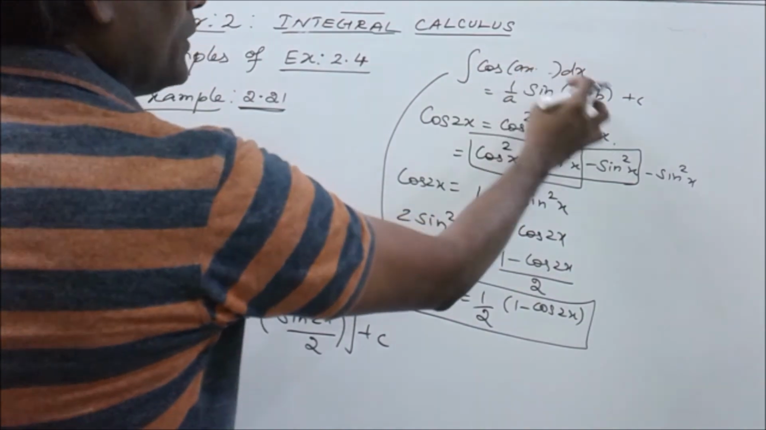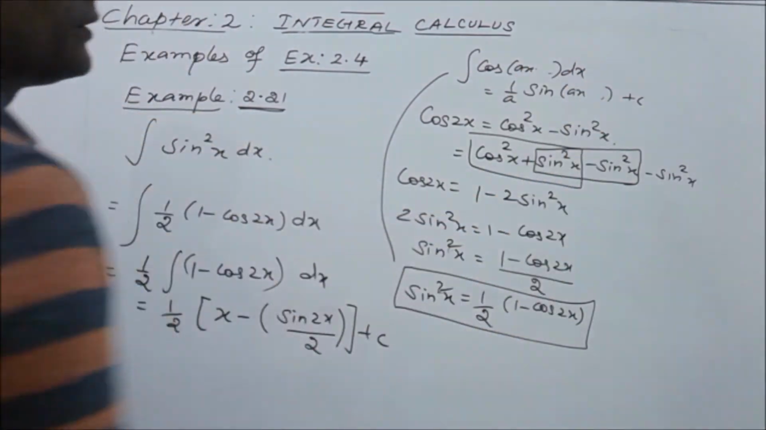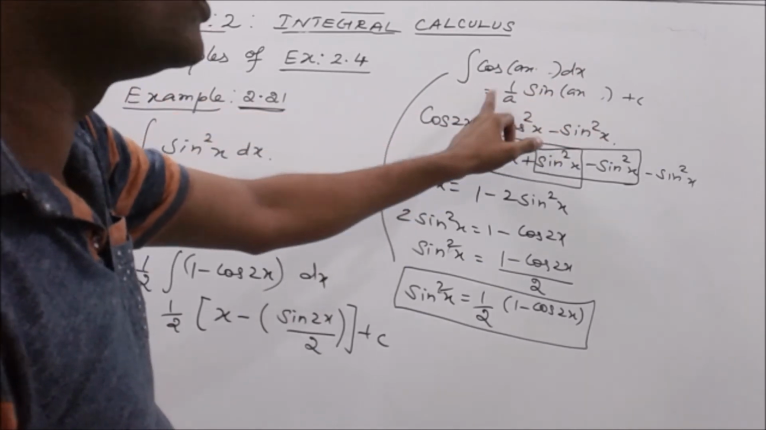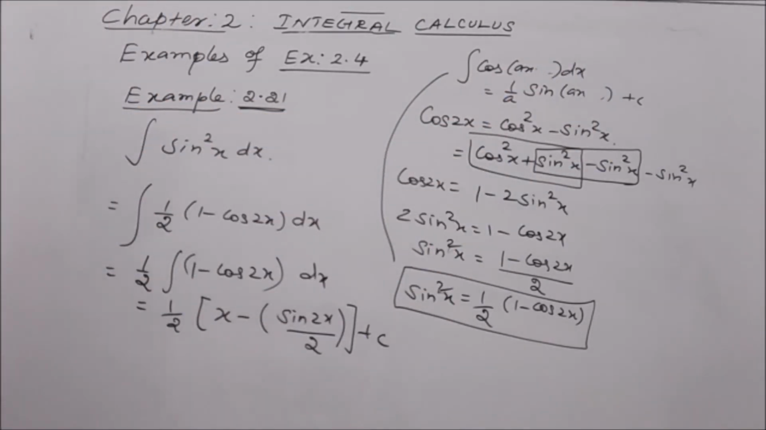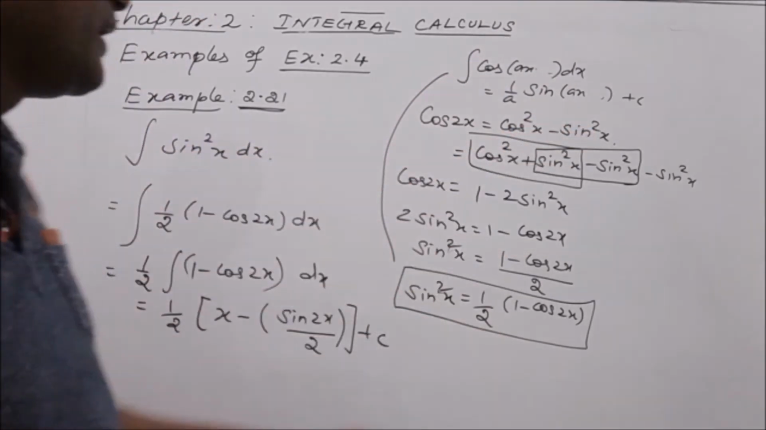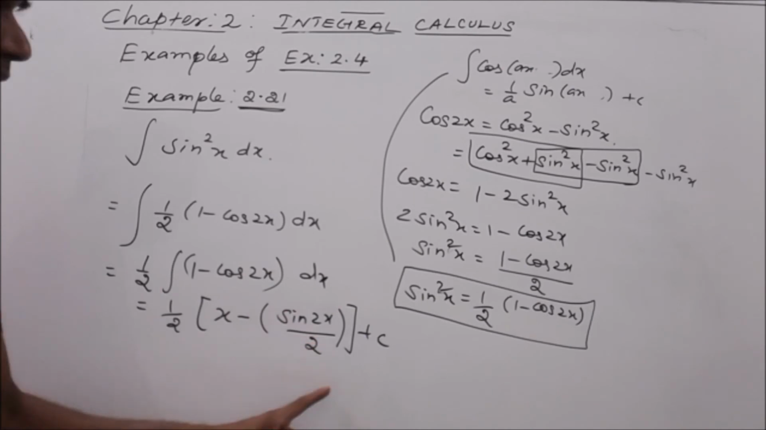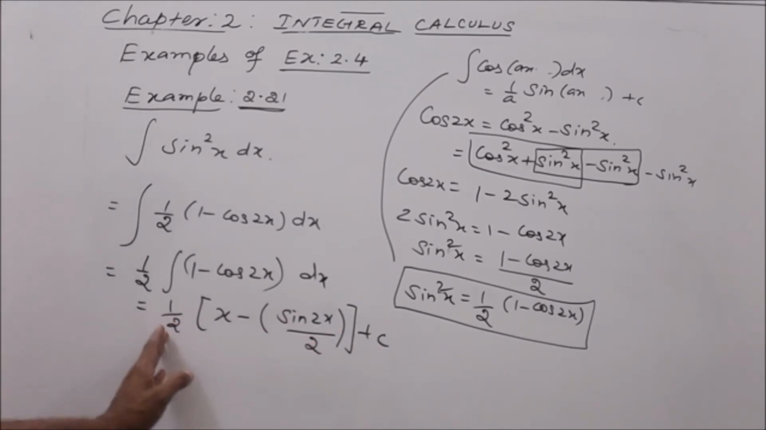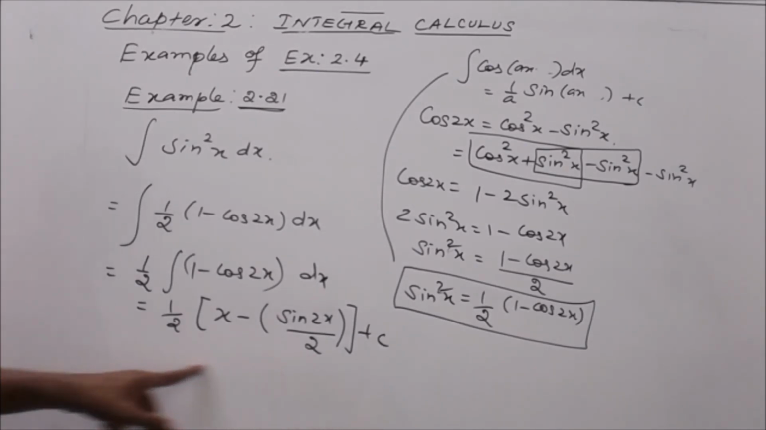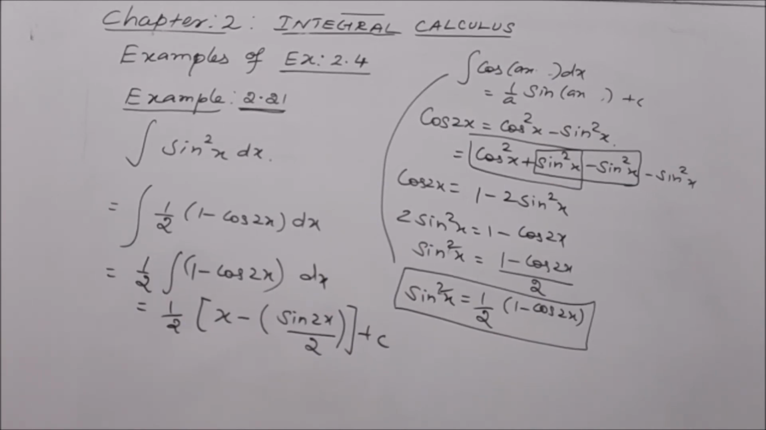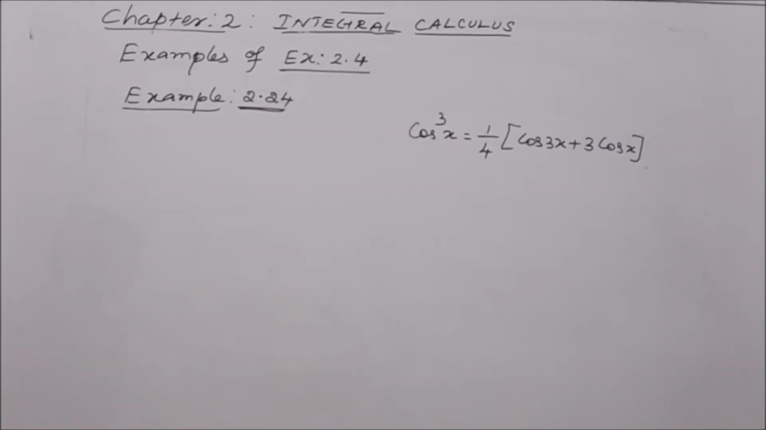Here there is no b term. Now substituting, the integral of cos ax dx is equal to 1 by a sin ax plus c, that is sin ax by a. I have written here cos 2x dx as sin 2x by 2 plus c. You can simplify or multiply inside the 1 by 2 and we will get the answer. I can leave it the same way. So the integral of sin square x dx is equal to 1 by 2 into x minus sin 2x by 2 plus constant of integration c.